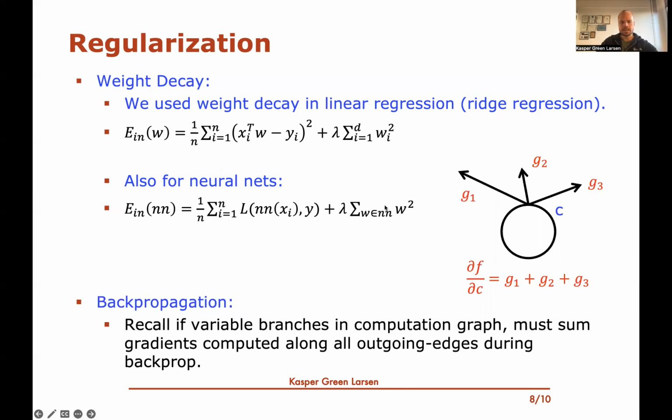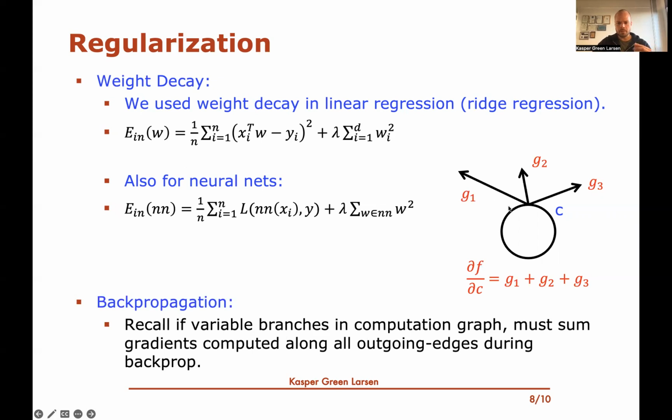In some sense, this means that these weight parameters occur in this part of the computation graph, and they also occur in this part of the computation graph. And if you remember, gradients are additive. If you have a sum, they're additive. So you should just sum up the contribution from over here and from the weight decay term.